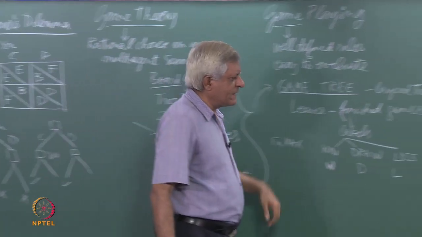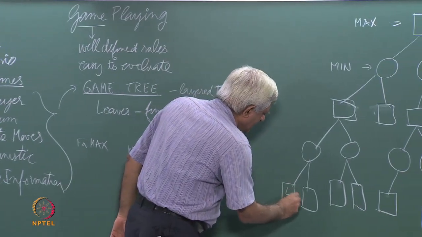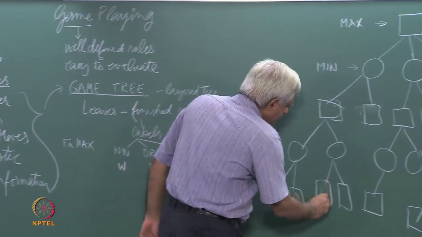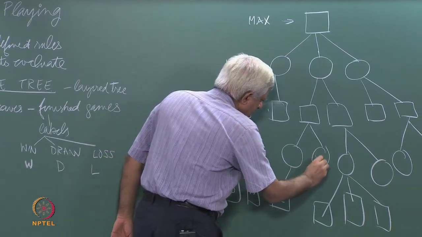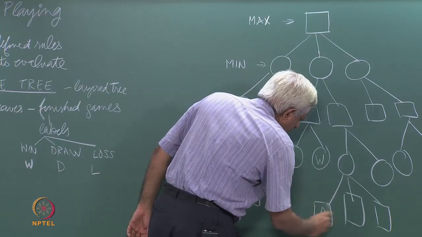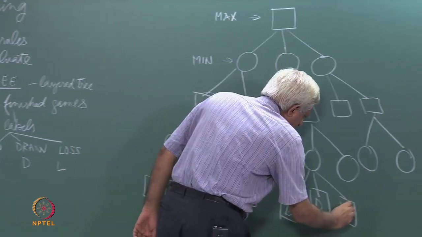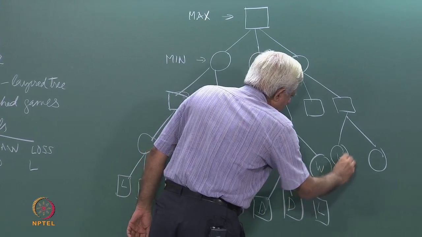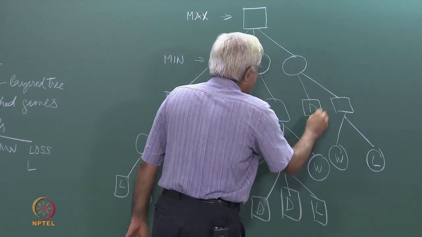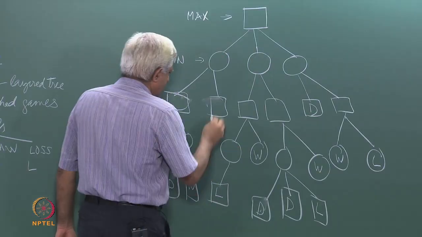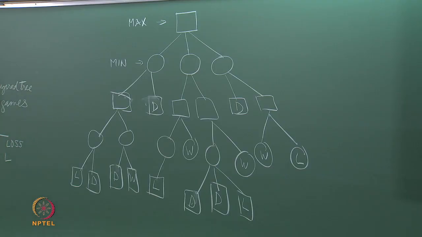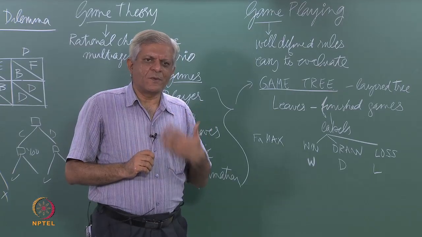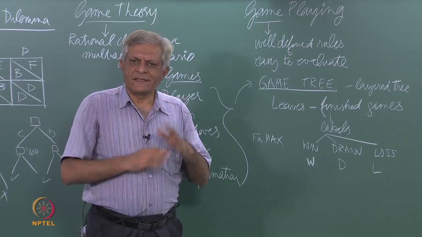So, let us label this arbitrarily. Let us say this is L, this is D, this is D, this is W, this is L, W, D, D, L. Every leaf must be labeled. So, every leaf has a label. Basically the game tree represents all possible games that can be played given the rules of the game.